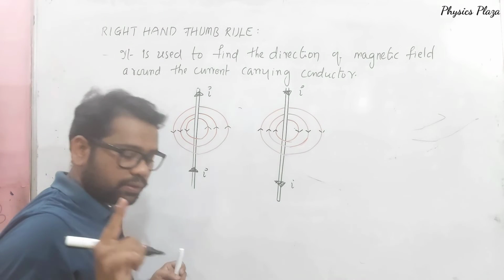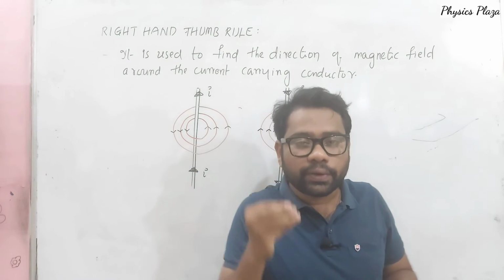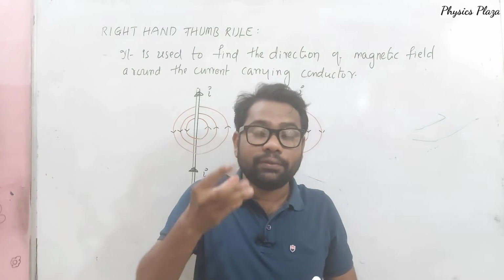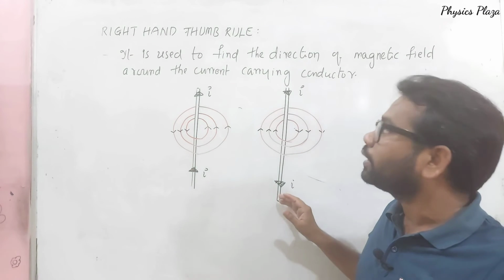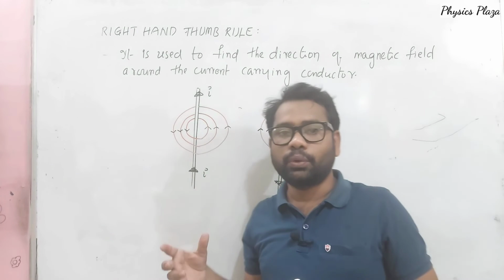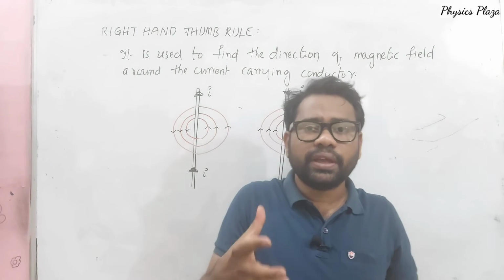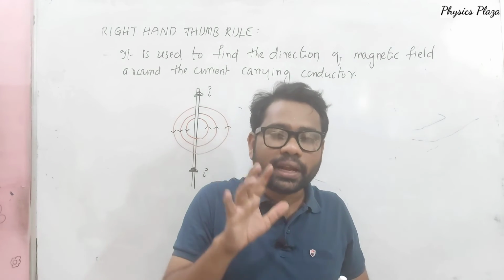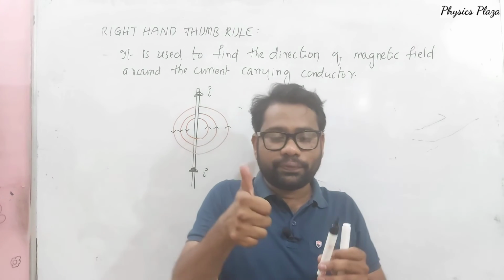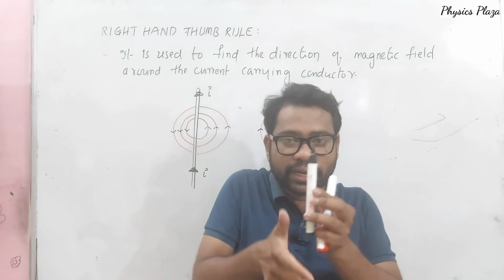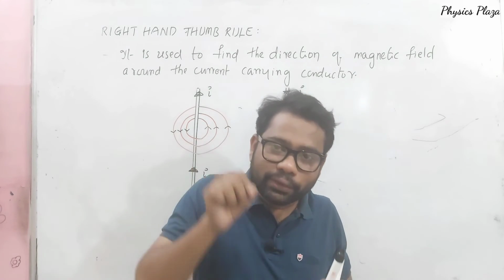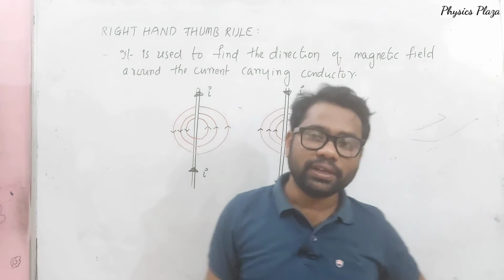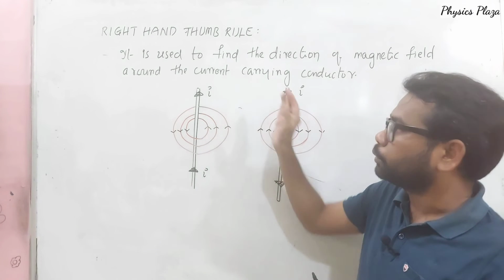Children, what is the purpose of the right hand thumb rule? With the help of the right hand thumb rule, we find the direction of magnetic field around the current carrying conductor. So state the right hand thumb rule: assume that the current carrying conductor is held with the right hand. If the thumb shows the direction of current, then the direction in which we close the fingers will give the direction of magnetic field. So this is all about the right hand thumb rule.